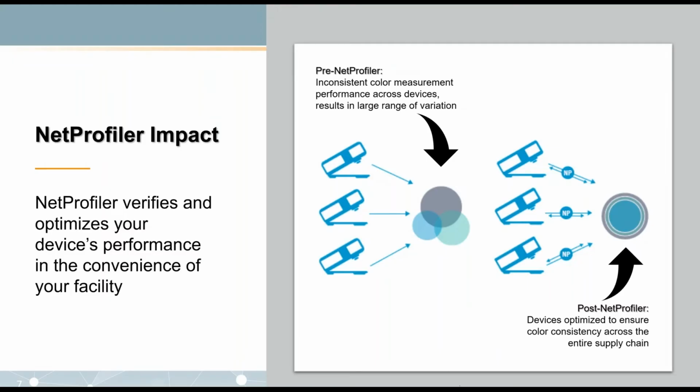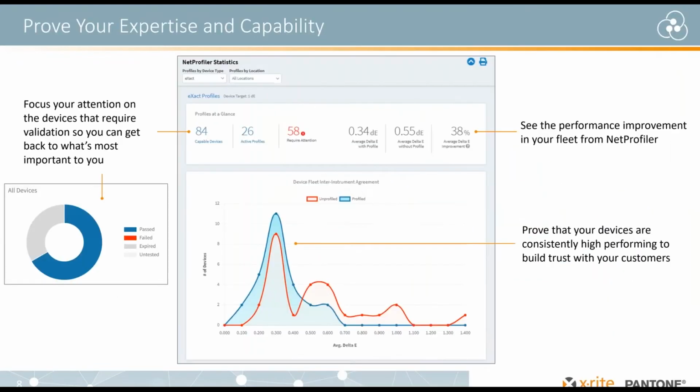But first off, what is Net Profiler? So Net Profiler is a utility that helps to verify and optimize the performance of an instrument. It's able to tighten the inter-instrument agreement of a fleet of devices and make sure that, in the field on a regular interval, they're performing at optimal levels. So that data is all managed through the Net Profiler system, but is also ported into X-Rite Link and visualized in several different ways. So let's have a look at some of that.